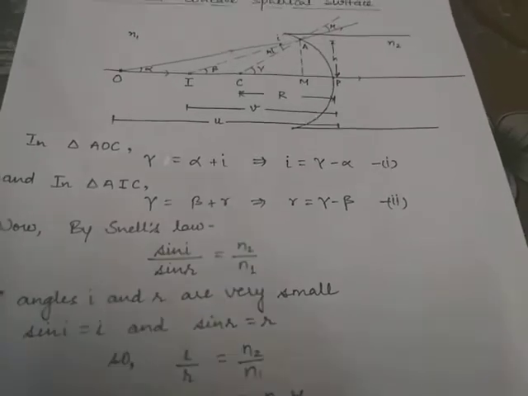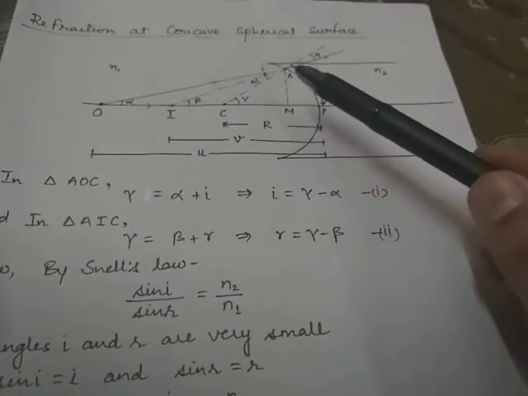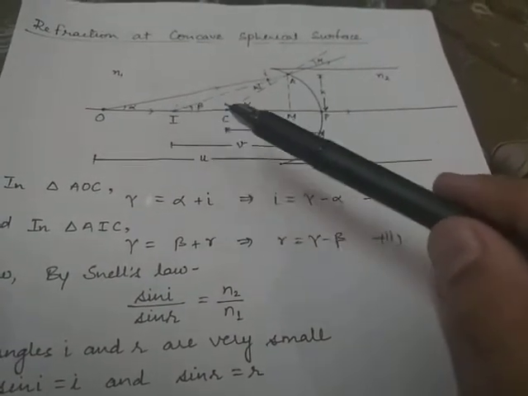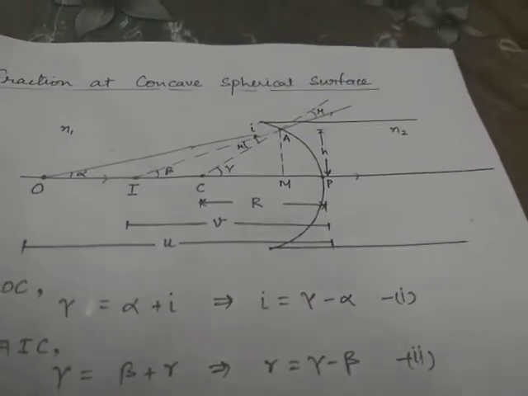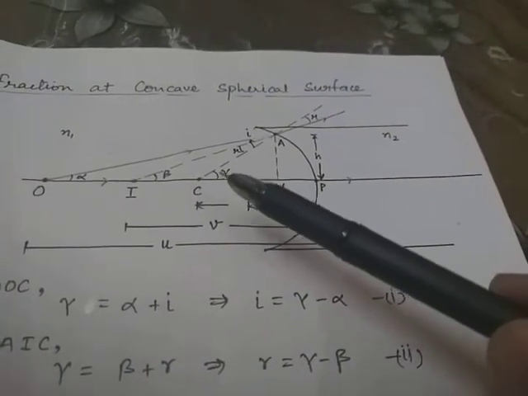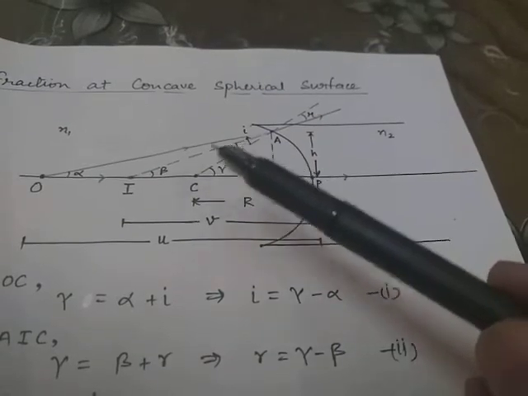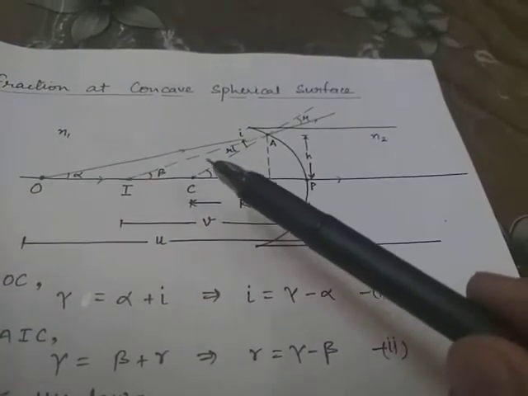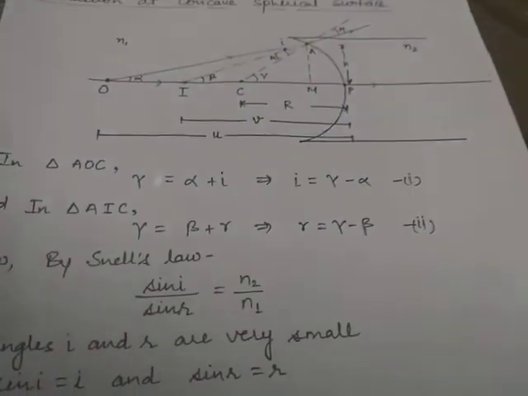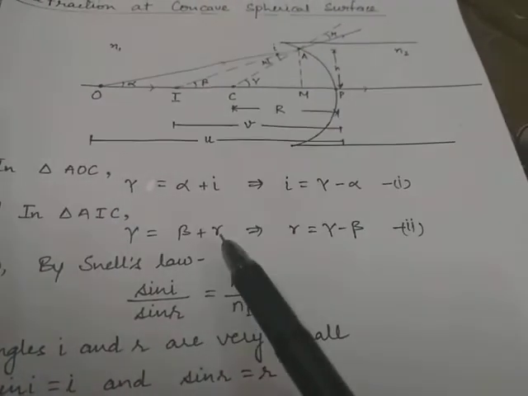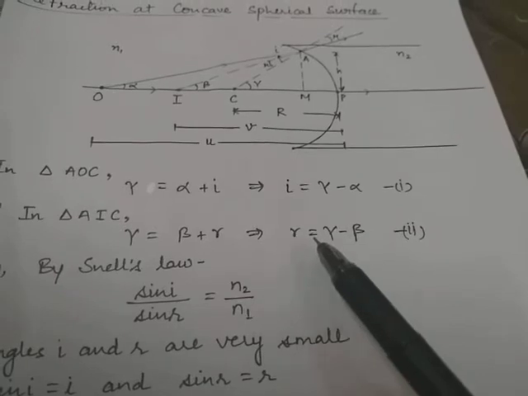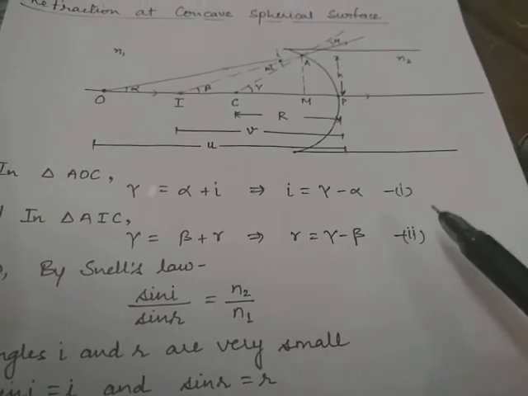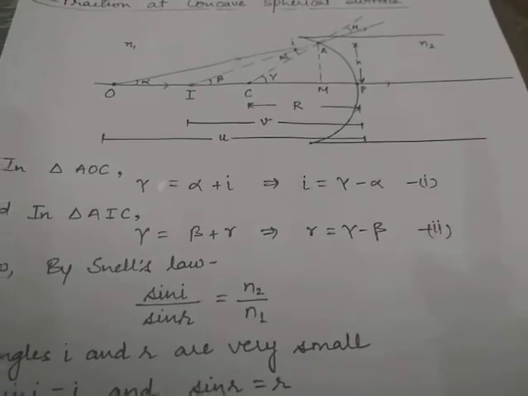Again, in triangle AIC, gamma is the external angle, but now the internal angles are beta and R. So it will become gamma is equal to beta plus R, and it can also be written as R is equal to gamma minus beta. Let it be equation number second.